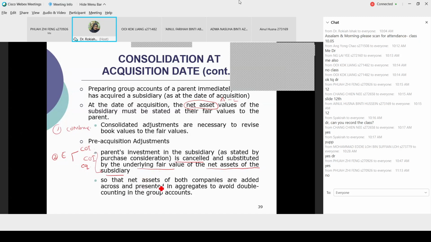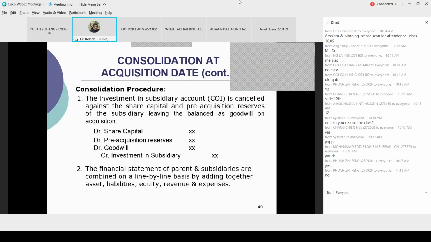So that the net assets for both companies are added across and presented in aggregate, to avoid double counting in the group account. Another word for net asset: net asset is asset minus liability, which equals your equity. The next one is the last slide before we go to the issue for the next class.